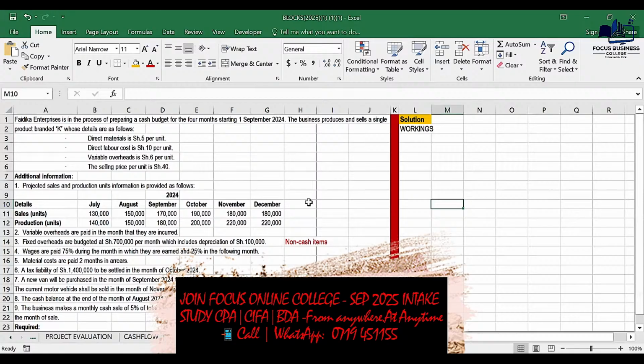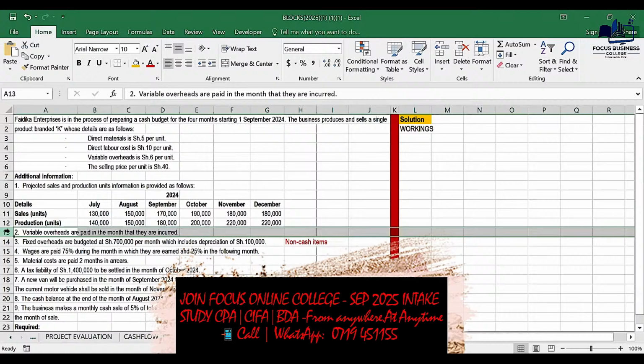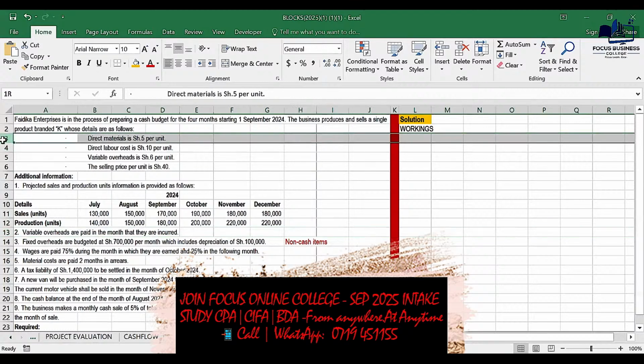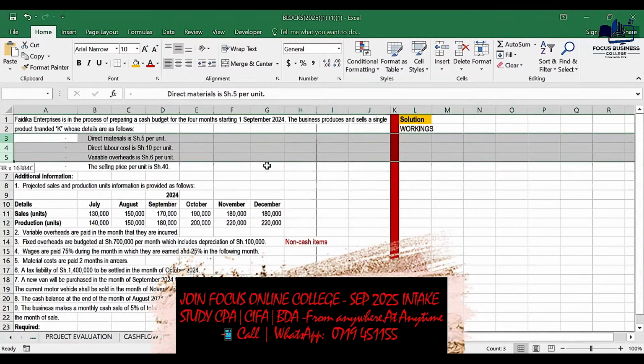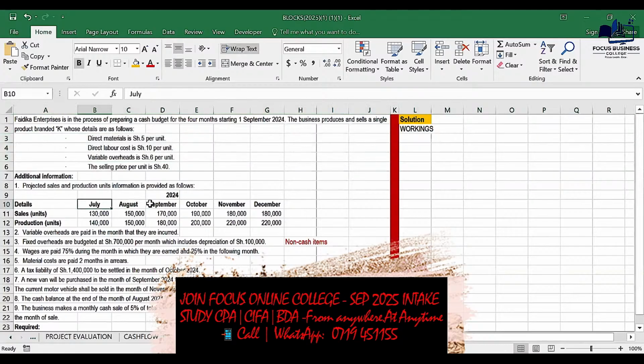Maybe we can start by computing this particular variable cost, because in point 2, we are told variable overheads are paid in the month they are incurred. Which are the variable costs? The variable costs are basically these costs which we have here: the direct material, direct labor, and the variable overhead. So what we need to do is compute the variable overheads. Let's have that as the first working here.